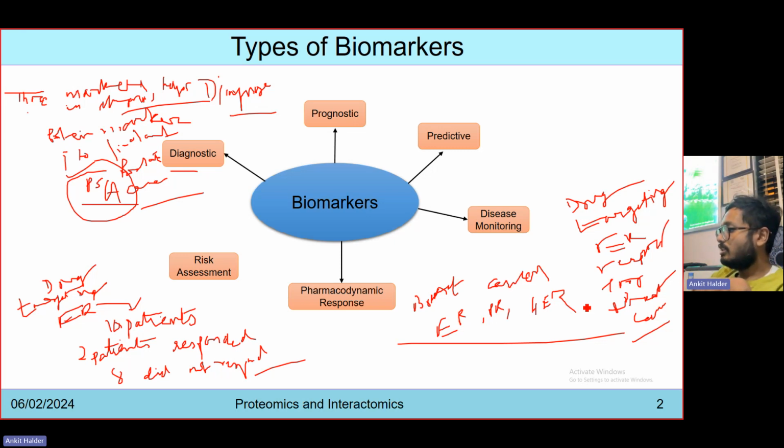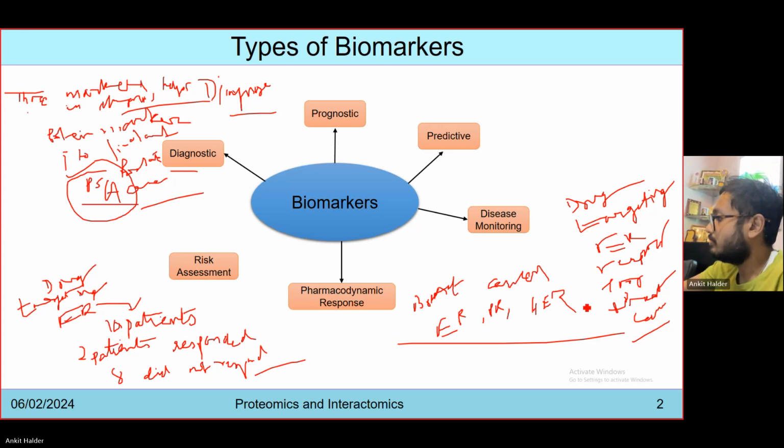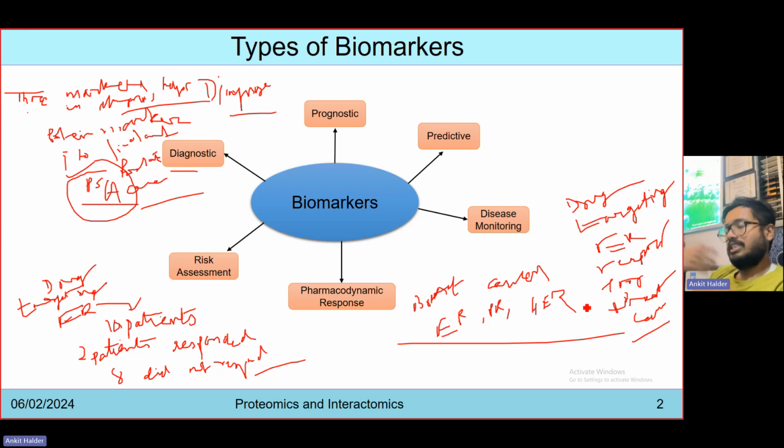Next is risk assessment, finding what the particular risk is and assessing it. As I mentioned in the pandemic, to understand which patients or persons would go on to severe disease, all these kinds of risk assessments can be done with the help of biomarkers.